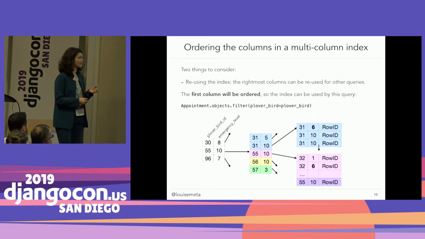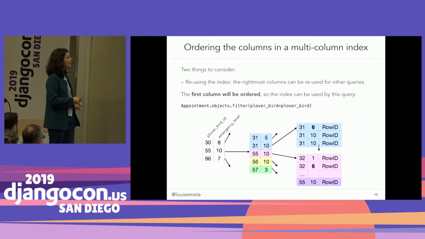The reason is, I decided to do this little thing with colors because I wanted to be able to explain that in simple terms. So if you have your index, and it's indexing the values, here basically I have the first column is the plover bird ID, and the second one is the emergency level. In the index, we'll order by plover ID for the first column, and then for each plover bird, it will be ordered by emergency level.